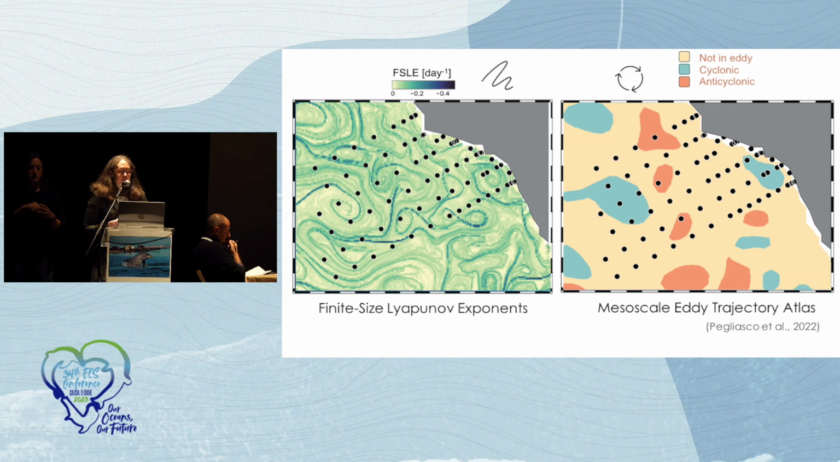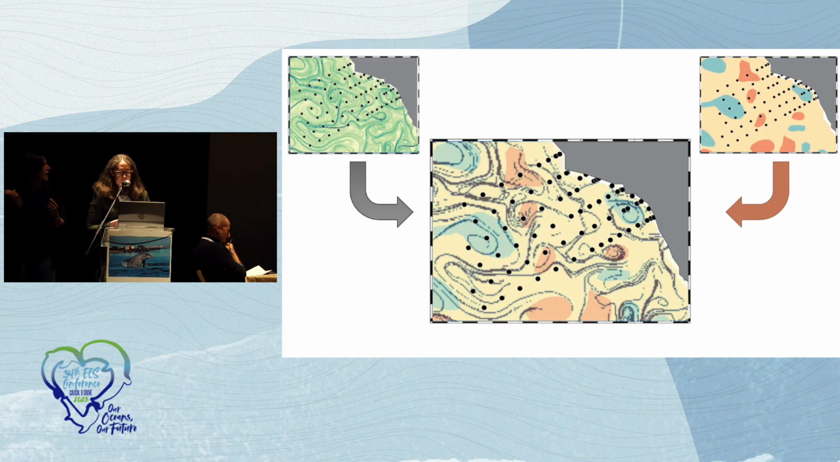I also used the Mesoscale Eddy Trajectory Atlas, which is shown here. This is both from a random day in July 2021. In this image, the blue are the cyclonic or cold core eddies, the warm is the anticyclonic or warm core eddies, and the yellow is data that is not in an eddy.